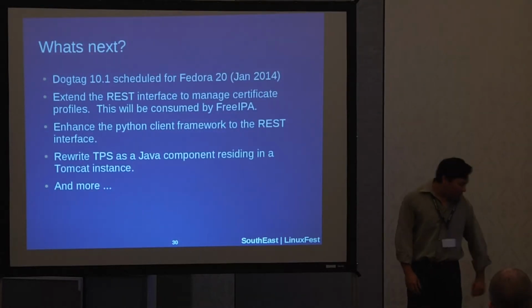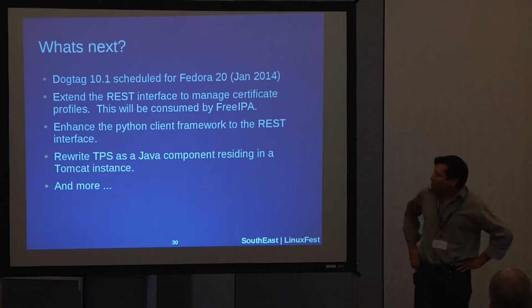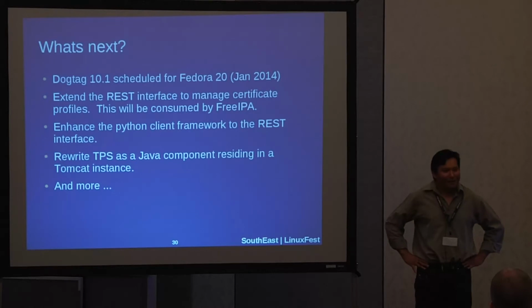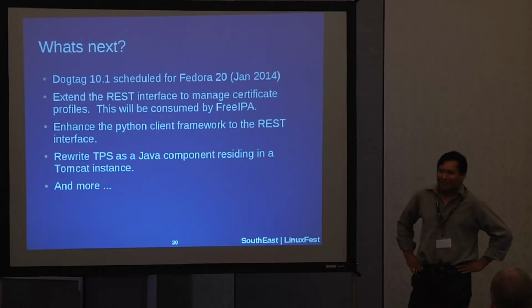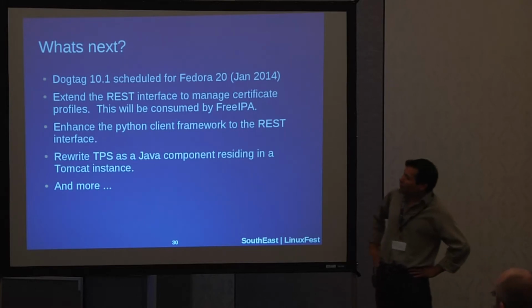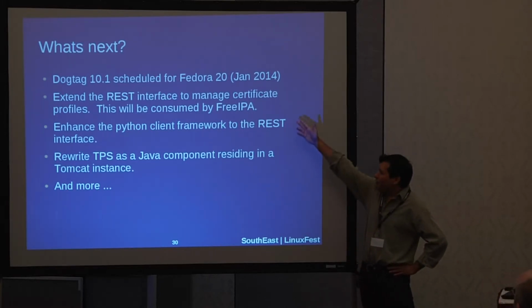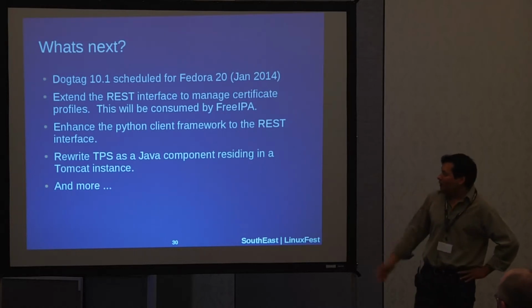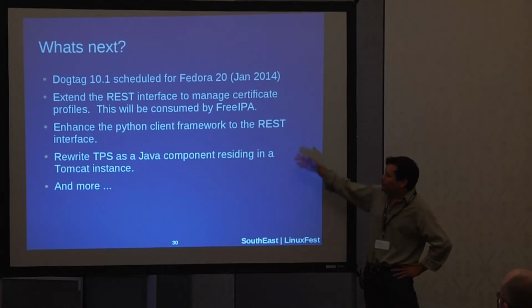Future directions. Dogtag 10.1 scheduled for Fedora 20, which is January next year. Pretty soon, actually, from the looks of things. We're going to extend the REST interface to manage certificate profiles, and then FreeIPA is going to use that to start managing their profiles and so on, add your own profiles.